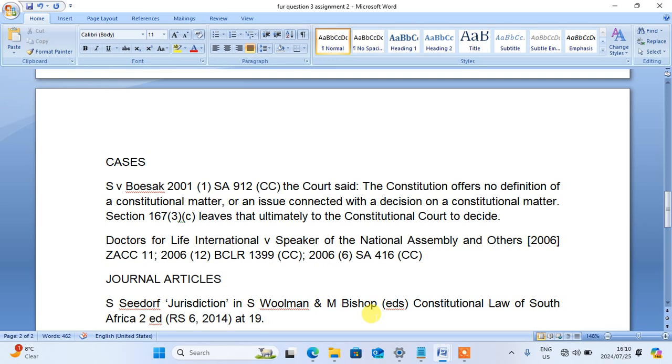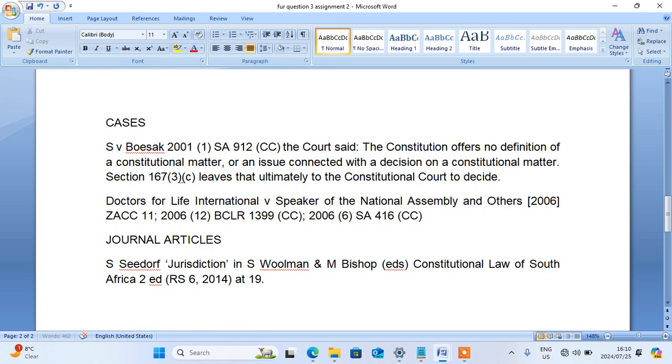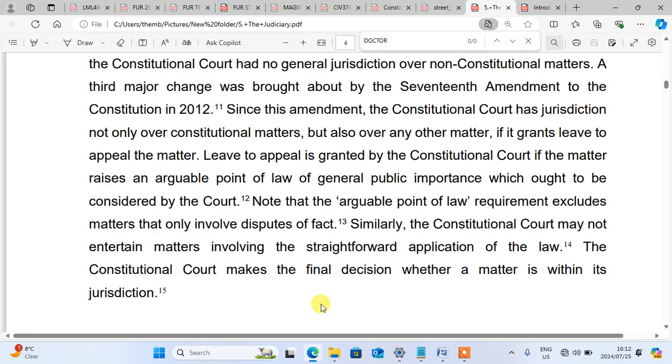This one was Seedorf. Another one, Friedman, argued that since this amendment, the Constitutional Court has jurisdiction not only over constitutional matters, but also over any other matters, if it grants leave to appeal the matter. Leave to appeal is granted by the Constitutional Court if the matter raises an arguable point of law of general public importance which ought to be considered by the court.